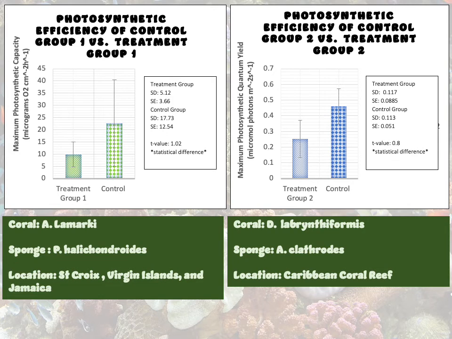So these are the two graphs that I created with my data, and they're both comparing control groups with a treatment group, and it's measuring their photosynthetic activity. On the left, it's measuring the maximum photosynthetic capacity, and on the right, it's measuring the maximum photosynthetic quantum yield. And so, after taking out this data, finding the averages, I was able to calculate standard errors and standard deviations so that I could look at the distribution of the data. I also calculated the t-value, showing that there was a statistical difference between the control group and the treated group.